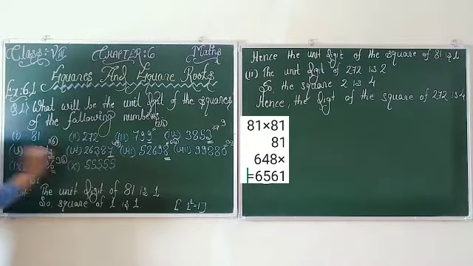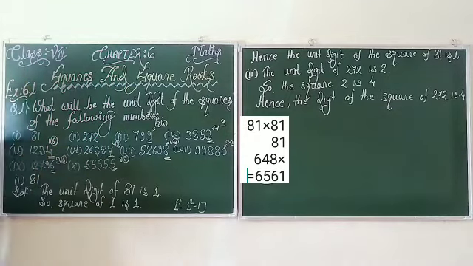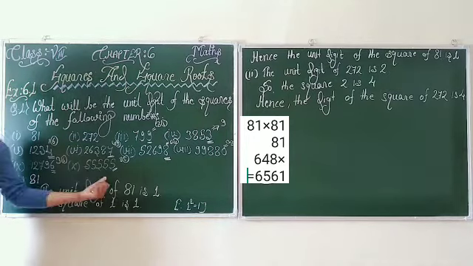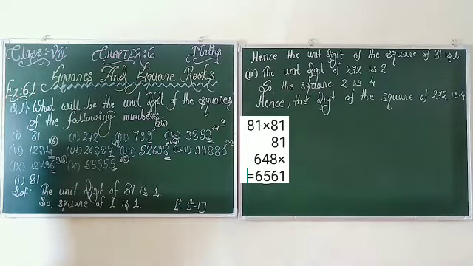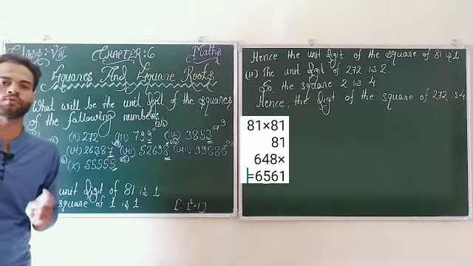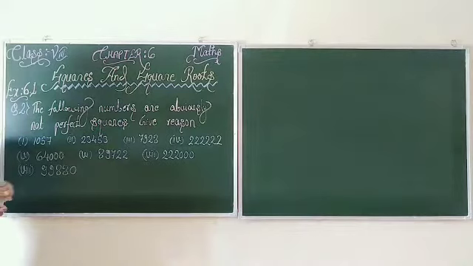So your answer is 6, and the square of 5 is 25, so your answer is 5. The unit digit of the number is 5. They just ask to find out the unit digit of the square of the following number. They don't ask to find out the square of the following number. Now let's see question number second.